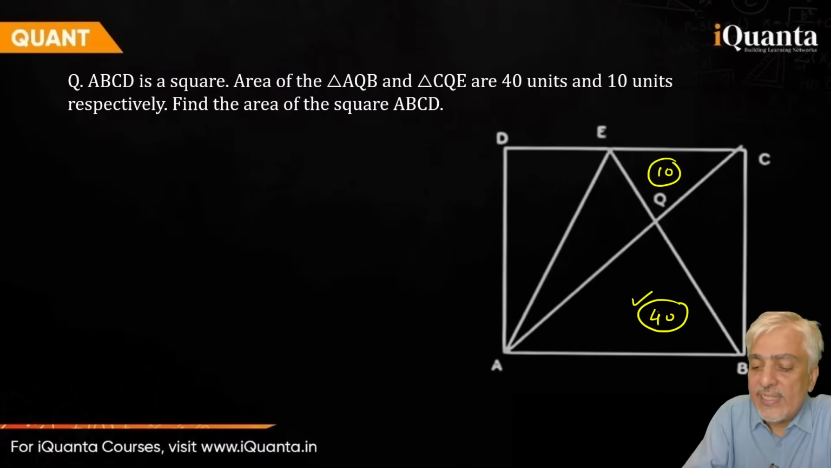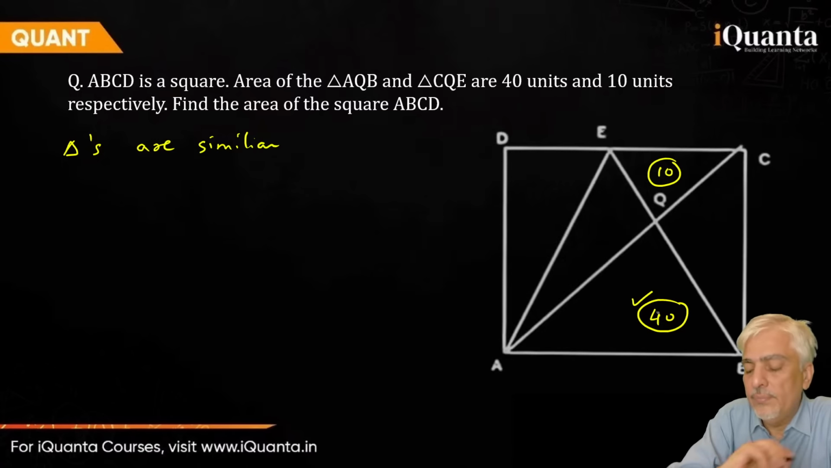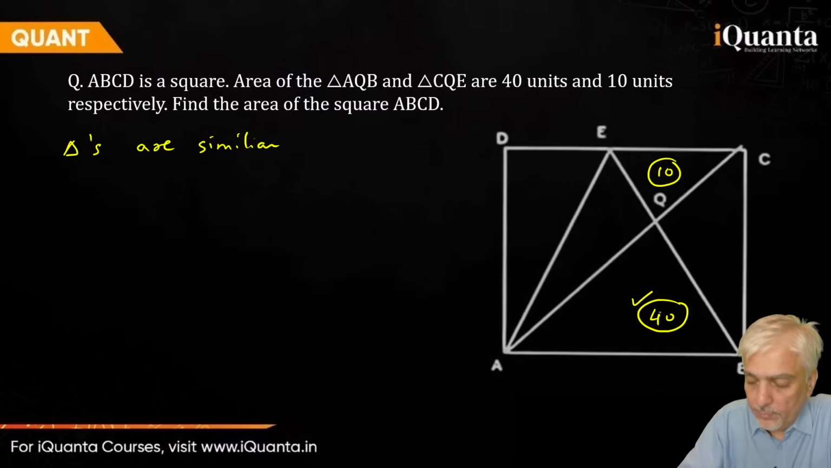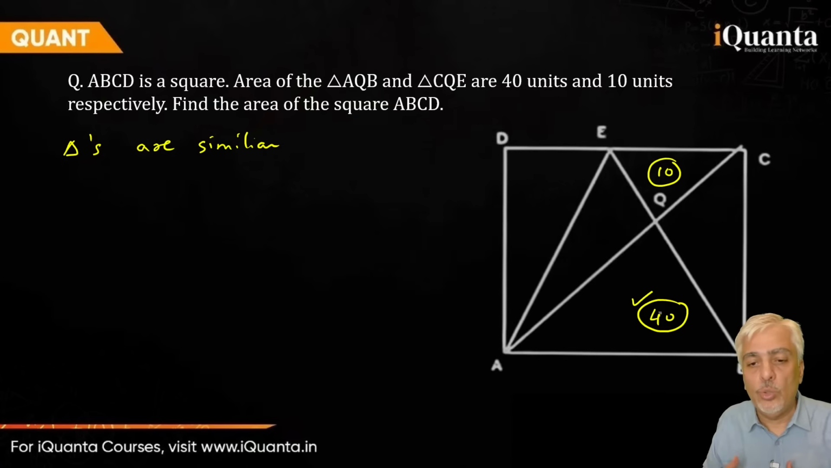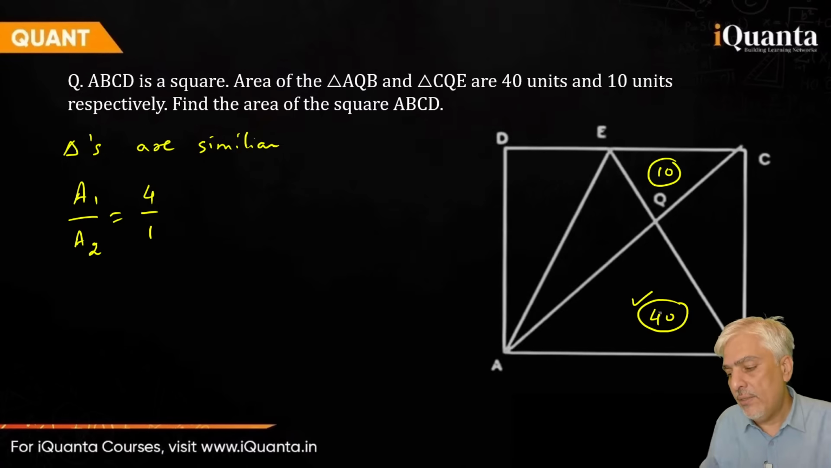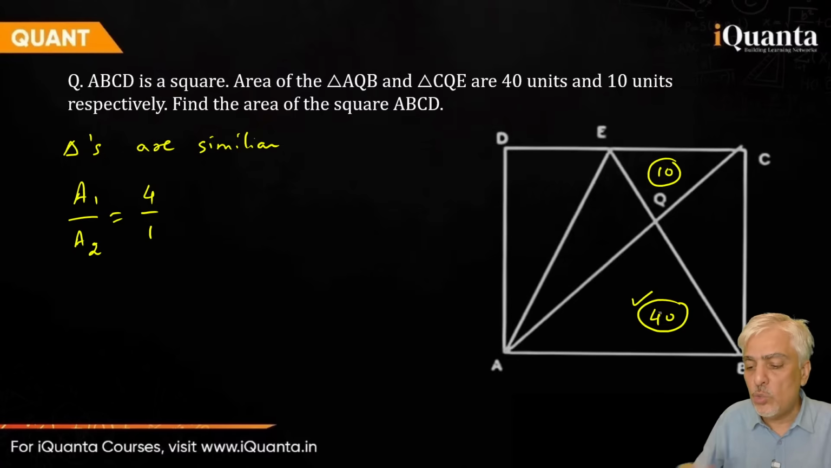Do you agree the triangles are similar? The triangles are similar. Vertically opposite angles, alternate angles, since it is a square the lines are parallel. Right? That is okay. Now, if triangles are similar, area will depend upon two things, base and height. Area of the big triangle upon area of the small triangle is in the ratio 4 is to 1: 40 and 10.